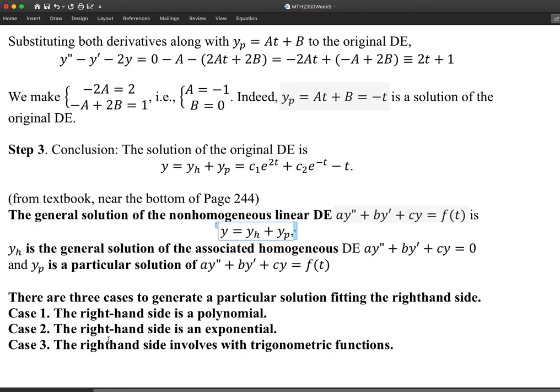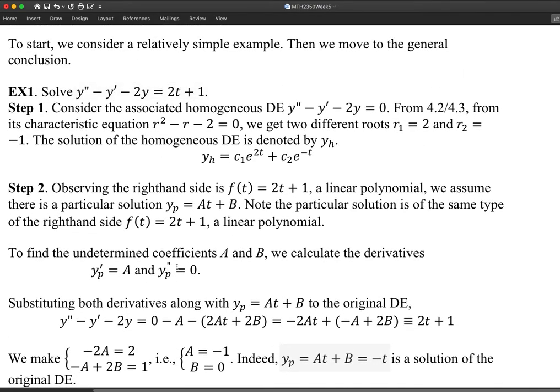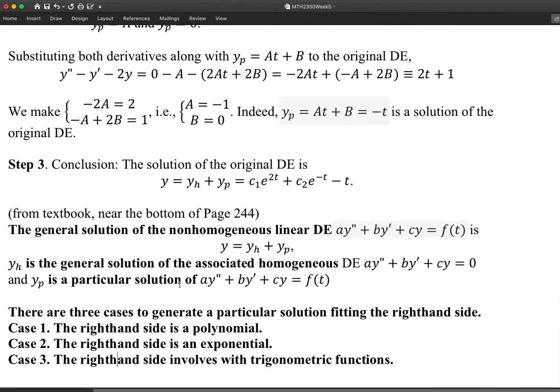The third case: when the right-hand side involves trigonometric functions, sine and cosine, then you're going to assume the particular solution with corresponding trigonometric functions too. So these are the 3 cases you need to remember. Okay, and certainly you need to know the three steps as we previously outlined. Well, it's right here, those three steps. And indeed, consider example 1 as I just explained. It is for case 1.